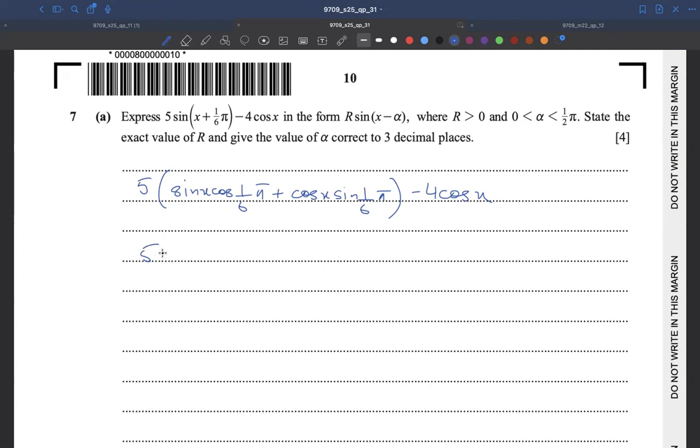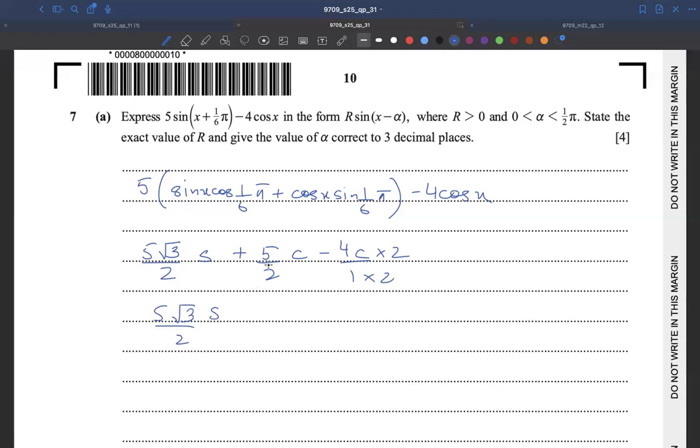So we'll get 5 into root 3 by 2 first. So 5 root 3 by 2 sine x, and sine 1 upon 6 pi is half. So that will be 5 into half, which is 5 upon 2 cos of x, minus 4 cos of x. And we can just write it as c to save our time. Now, taking the LCM over here, we'll multiply this by 2. We'll get 5 root 3 upon 2 sine x.